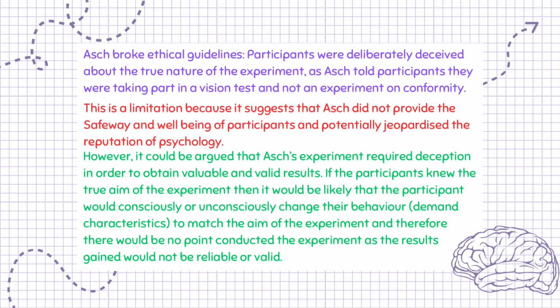However, it could be argued that Asch's experiment required deception in order to obtain valuable and valid results. If the participants knew the true aim of the experiment, then it would be likely that the participants would consciously or unconsciously change their behavior, demand characteristics, to match the aim of the experiment, and therefore there would be no point conducting the experiment, as the results gained would not be reliable or valid.